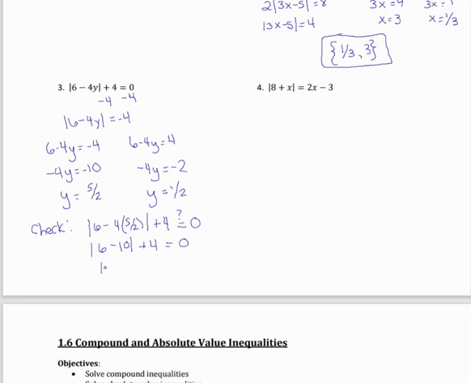6 minus 10 is negative 4. But remember, we're taking the absolute value. So the absolute value of negative 4 is positive 4. Does 4 plus 4 equal 0? No, it does not. So therefore, this is a no solution problem.